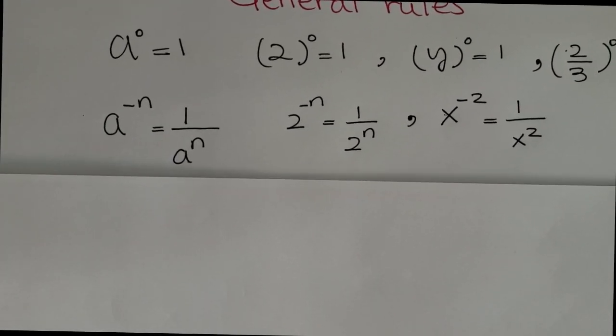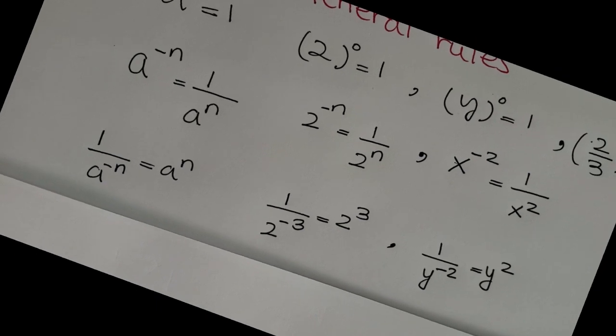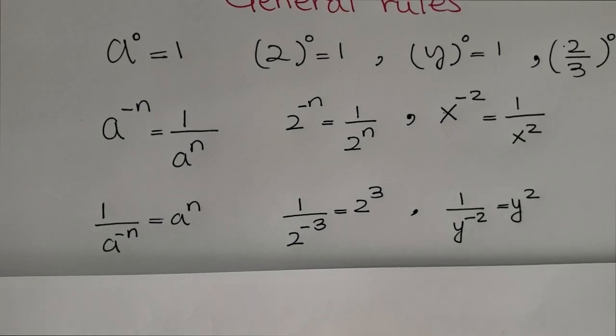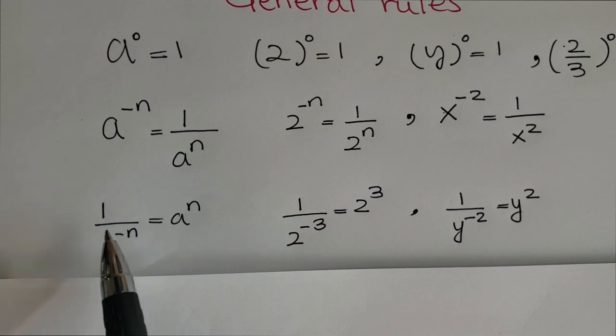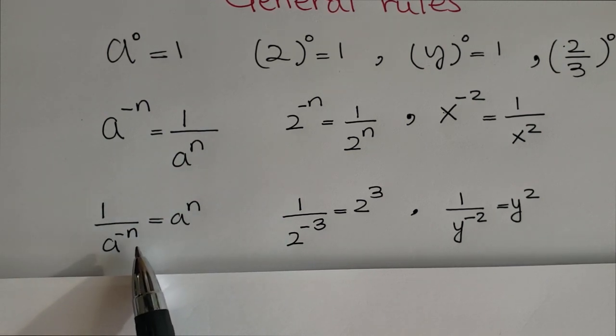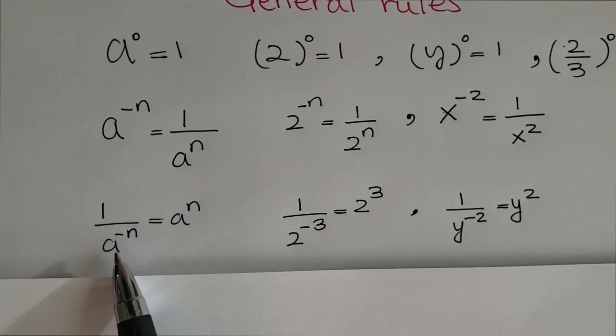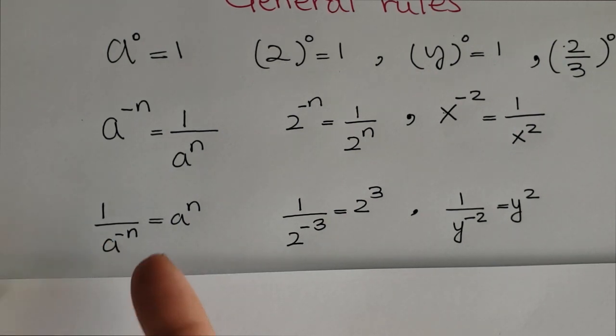The second rule would be, okay, now rule number 3, which actually is the same. It's actually the expanded form from rule number 2. So it would be 1 over a to the negative exponent. And remember, the negative exponent always flips. So if it's 1 over a to the power negative n, it will turn into a to the power n.